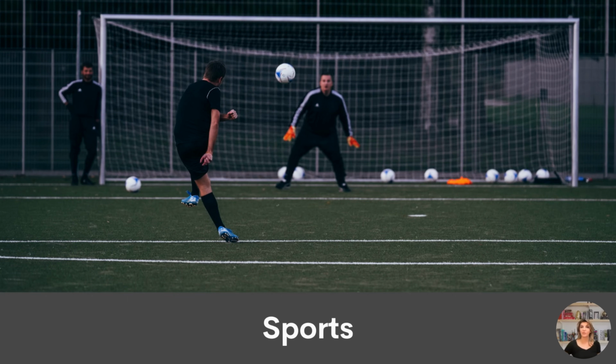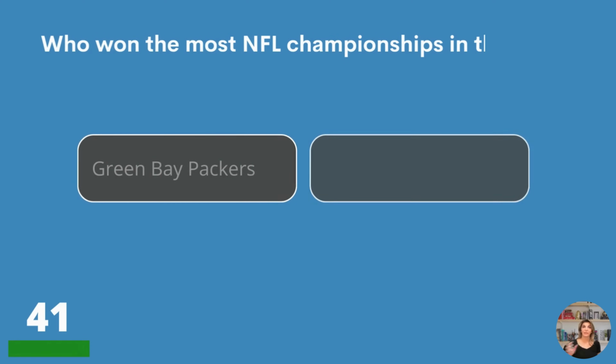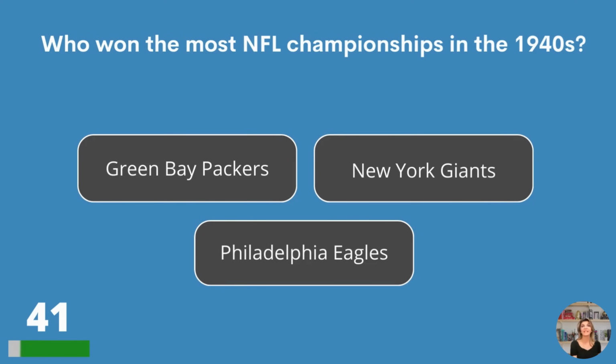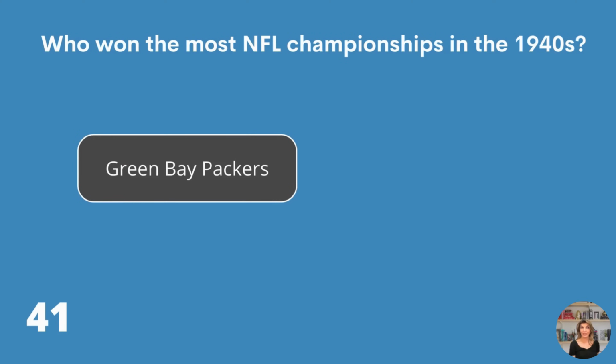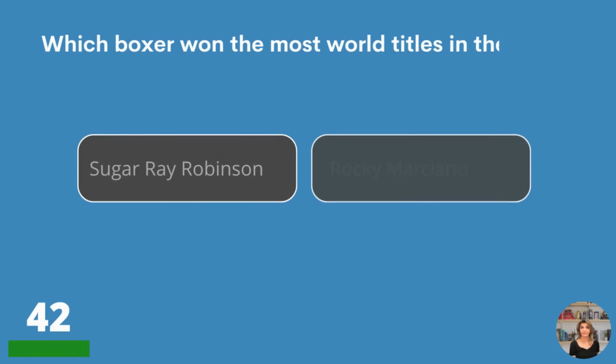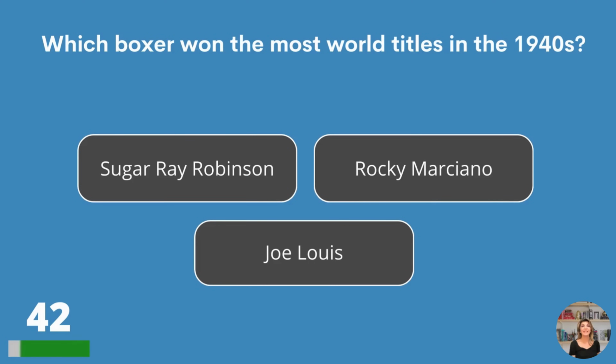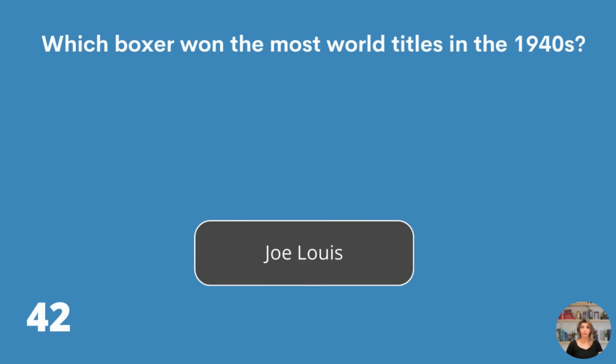And we are moving on to sports. Who won the most NFL championships in the 1940s? The Green Bay Packers, the New York Giants, or the Philadelphia Eagles? The Green Bay Packers. Which boxer won the most world titles in the 1940s? Sugar Ray Robinson, Rocky Marciano, or Joe Louis? Joe Louis.